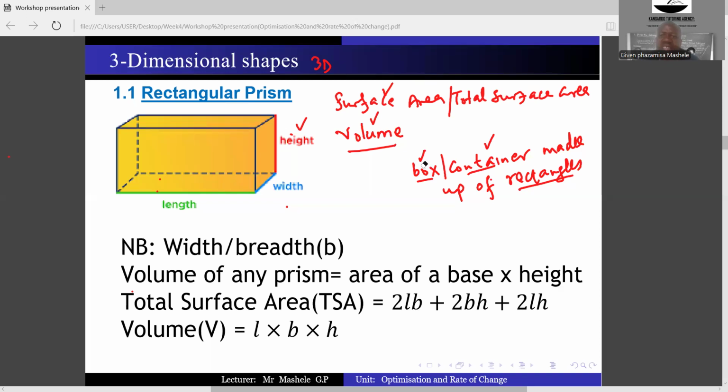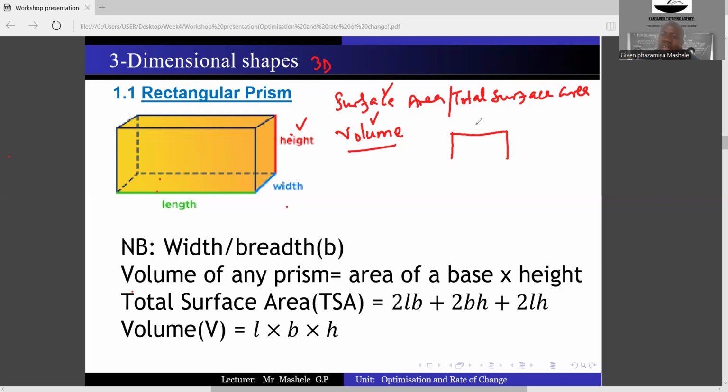Right, you can see that when we have a rectangular prism, since this is made up of rectangles, one must be able to familiarize oneself with the area of a rectangle. Remember, what did we say about the area of a rectangle? To determine the area of a rectangle, since it has length and width or breadth, we just take one side and multiply by the other, which means the area is length multiplied by breadth.